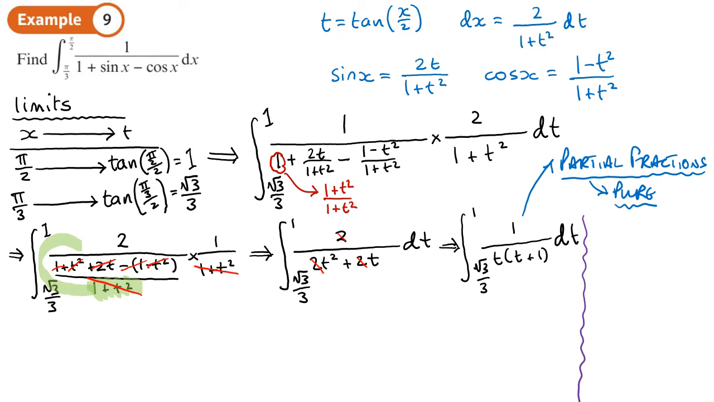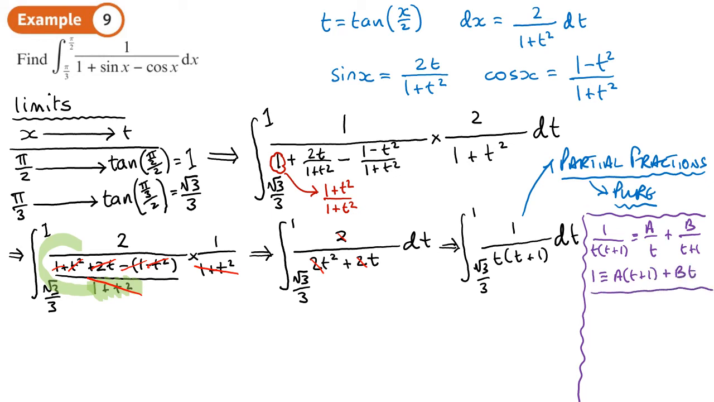Hopefully that's enough space. So we have 1 over t times t plus 1, which we want to write in the form a over t plus b over t plus 1. If we multiply through by the denominators and compare the numerators, we'll get 1 is equivalent to a times t plus 1 plus b times t.